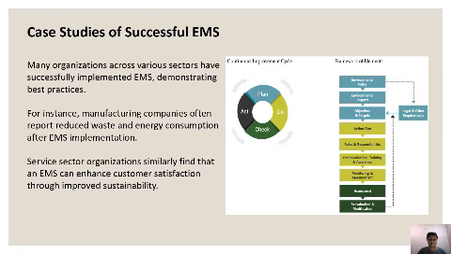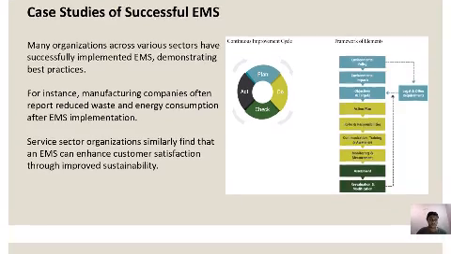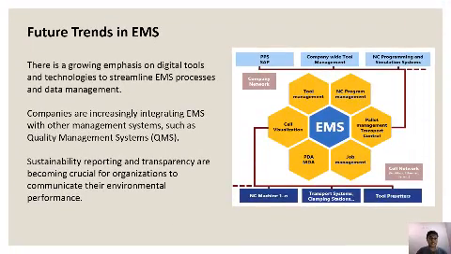Here in the figure, they are given about the case studies like plan, do, check, act, continuous improvement cycle, frameworks of elements like environmental policy, environmental impacts, objectives and targets. These are the legal and other requirements. Action plan, roles and responsibility, communication, training and awareness, monitoring and measurement, assessment, evaluation, modification. These are the case studies of successful EMS.